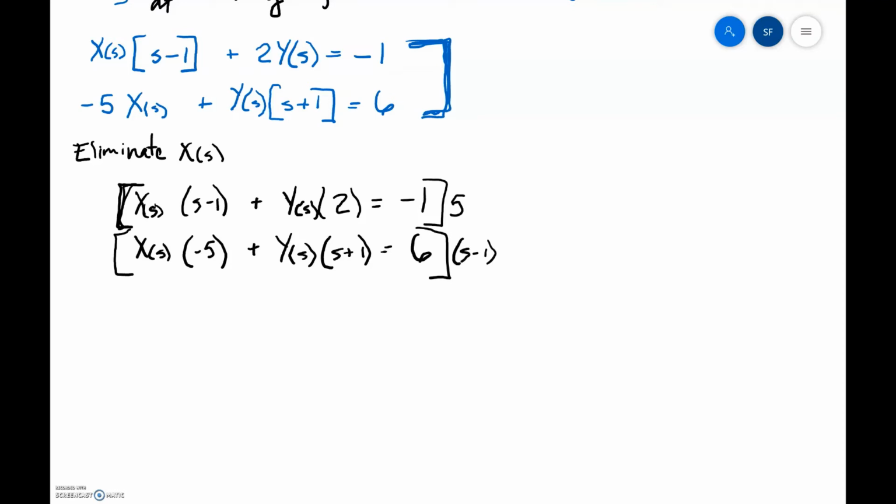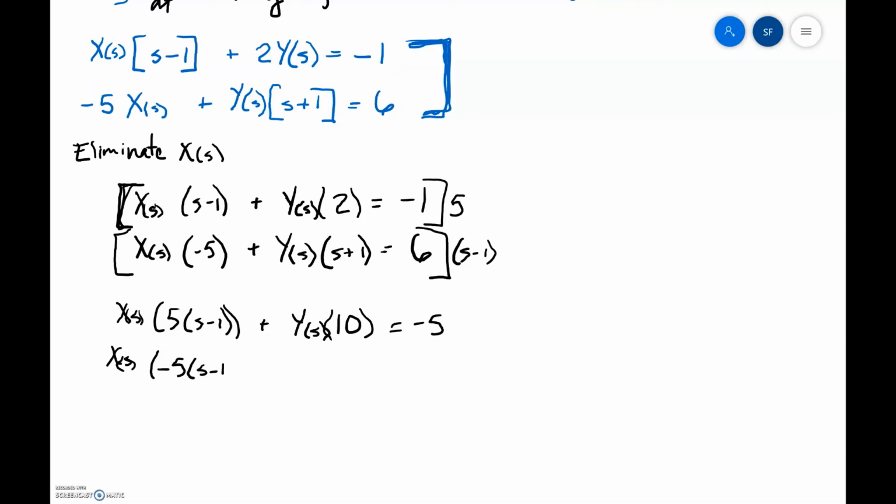So when we do that, X of s, 5 times s minus 1, and Y of s is 10, equals negative 5. And down here we have X of s is negative 5 times s minus 1, and Y of s is s plus 1 times s minus 1, and we get equals 6 times s minus 1.